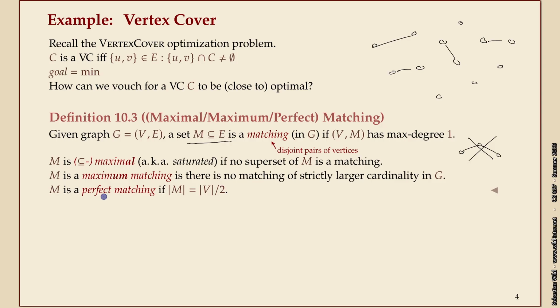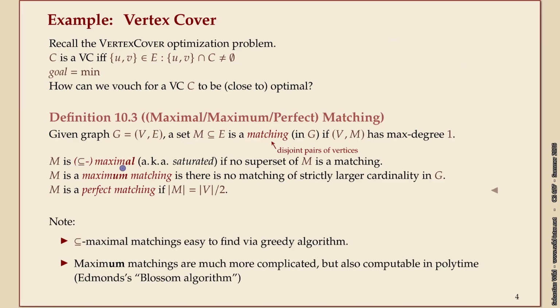And finally, a perfect matching is just one where we have as many edges as we could possibly have in a graph of n vertices. So all the vertices are paired. Perfect matching means everyone has a partner. And the perfect matching certainly is maximum, because you cannot add anything. And every maximum matching, of course, is maximal, but the converse is not true.